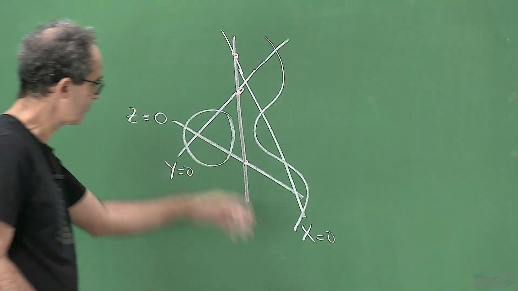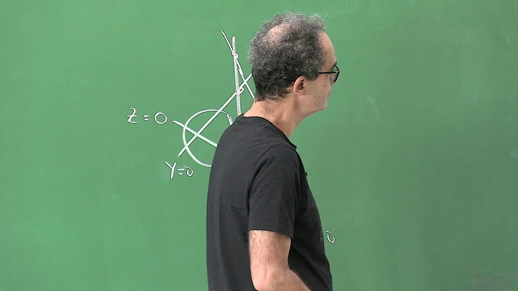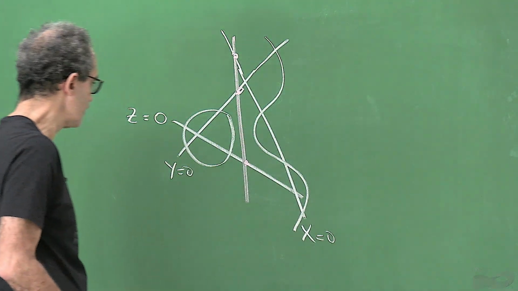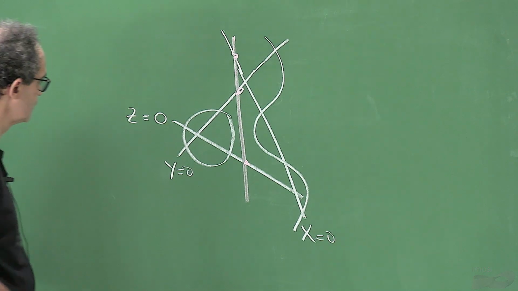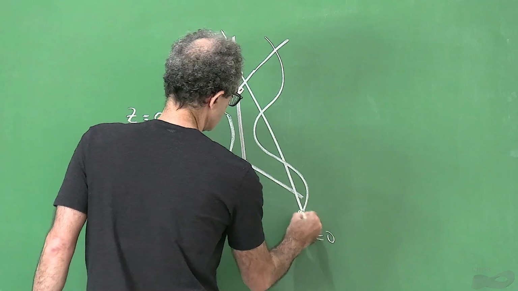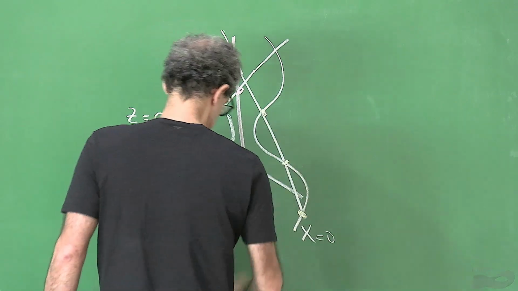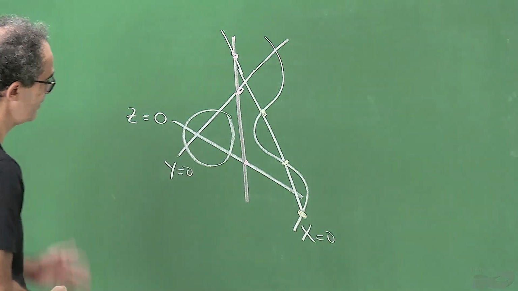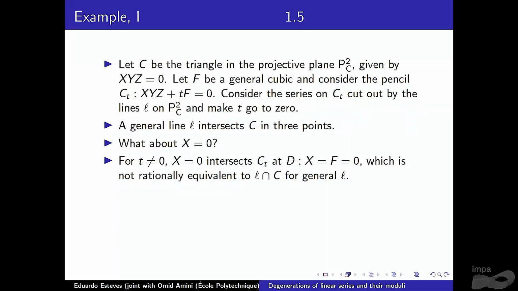But we can consider this divisor for t different from 0, and it intersects at one of the base points of the pencil. So it intersects in these 3 points here. And they're fixed. As you vary t, they're the same 3 points. So you see that if you view them as divisors on the general cubic of the pencil, they are rationally equivalent. But as you go to the fiber, they become something else. They're not rationally equivalent anymore.